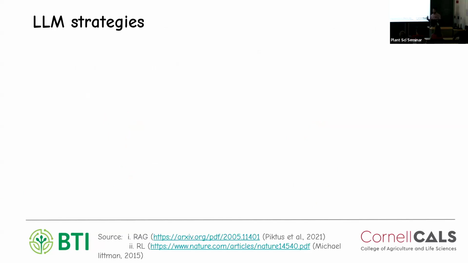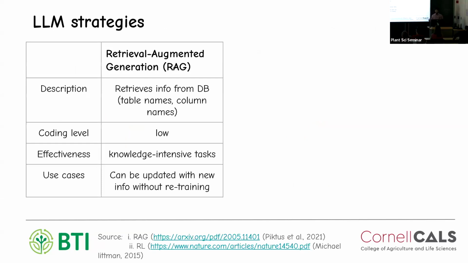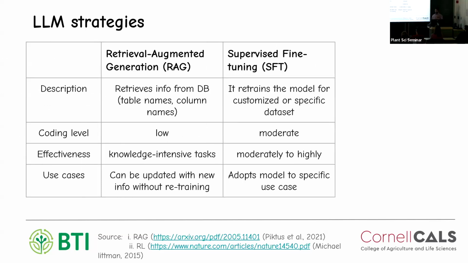So I mentioned LLM strategies in the previous slide a couple of times, right? First, I would like to mention retrieval augmented generation. It's a fancy term, but it's a simple idea, as the name indicates, it's just retrieving. Basically, if a user asks a question in the NL interface, it retrieves the table names or column names in the database relevant to that question. It's not a high level of coding that is required to implement this technique for this objective.